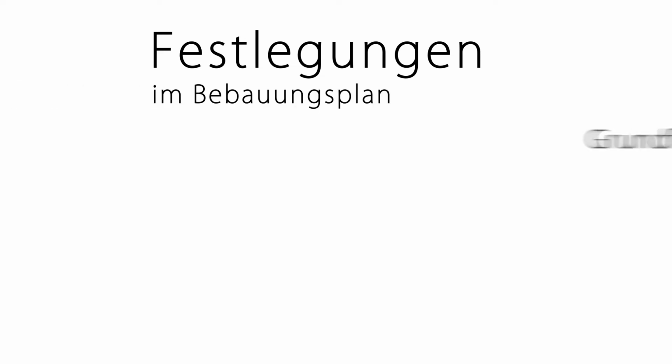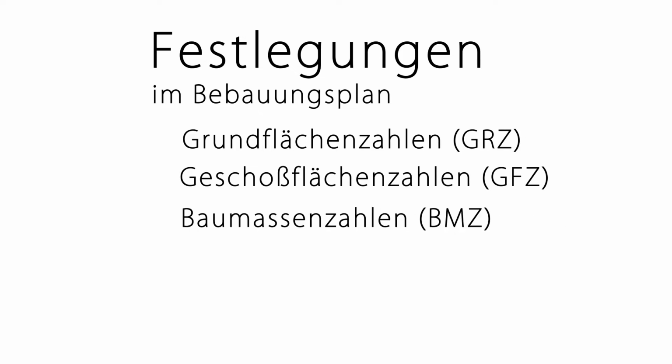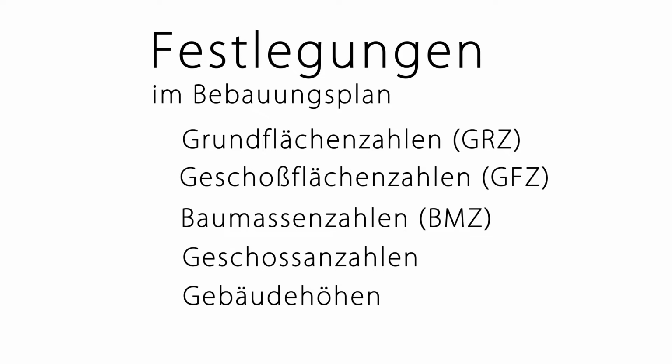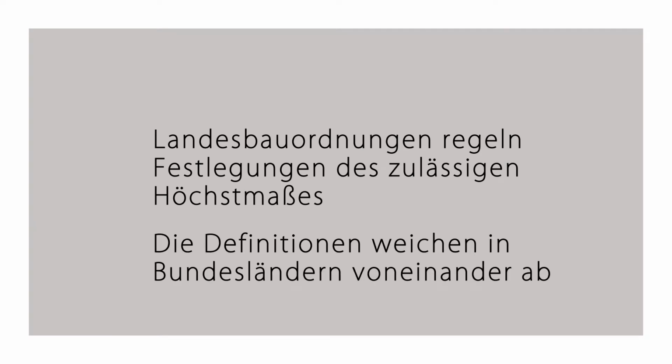The specifications can usually be found in the Bebauungsplan and can be made through Grundflächenzahlen, Geschossflächenzahlen or Baumassenzahlen, through numbers of stories or building heights. Which buildings or parts of buildings are to be taken into account and to what extent is defined in the Landesbauordnung and may differ from one federal state to the next. Let us first look at the terms.